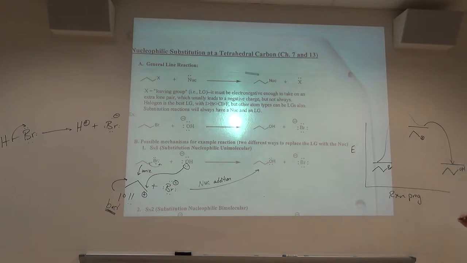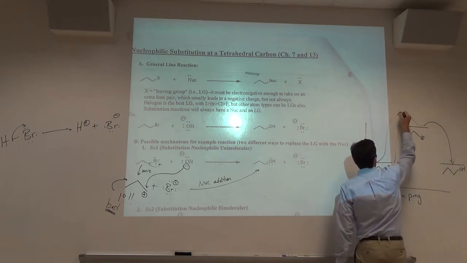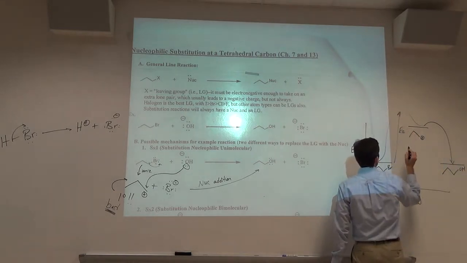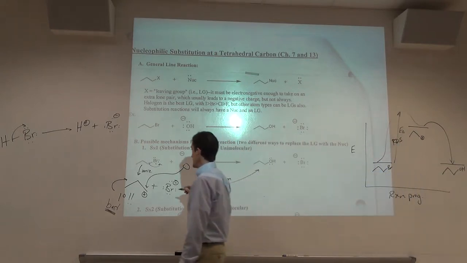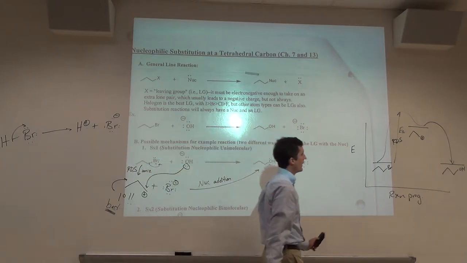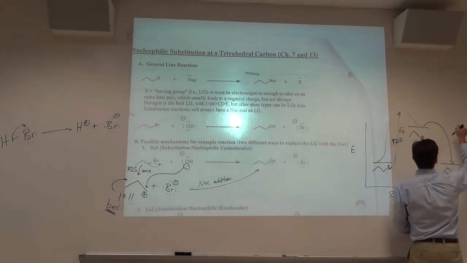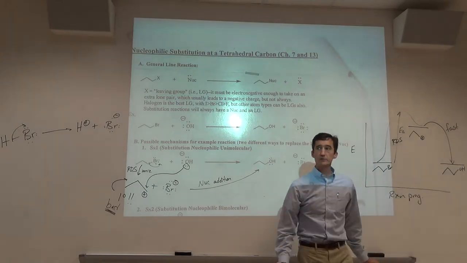So when you have two steps, you can say which is the rate determining step. Yeah, this is your biggest activation energy. This is your rate determining step. Ionization is your rate determining step. Nucleophilic addition, we can say this is a fast step compared to the rate determining step.